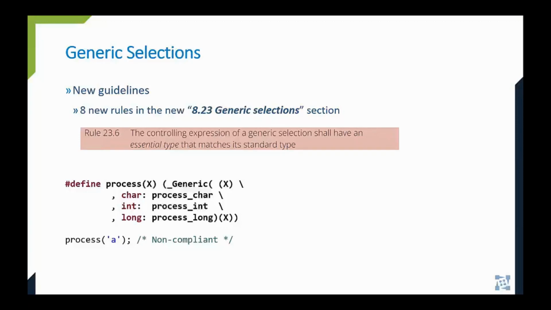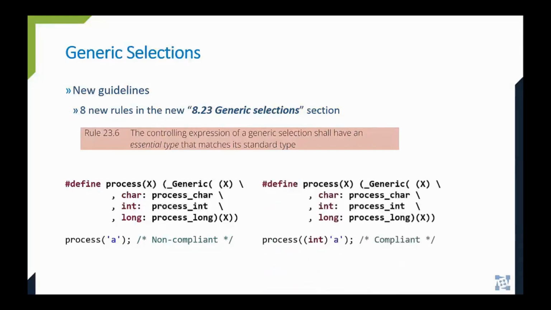And this is to make sure the association selected by the generic selection is consistent with the essential type model of the MISRA C guidelines. In this non-compliant example, the standard type of the character constant is int, which means that the int association is selected, while the essential type of the controlling expression is char. So if the actual intention is to have the int association selected, the character constant may be converted to an int using a cast, which makes the developer's intention explicit.